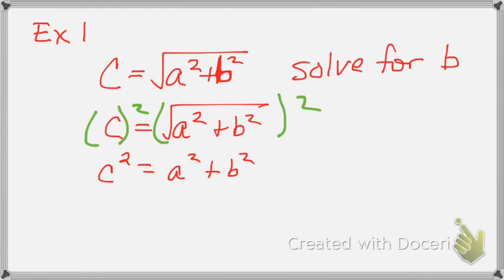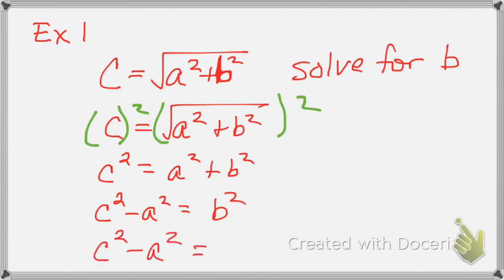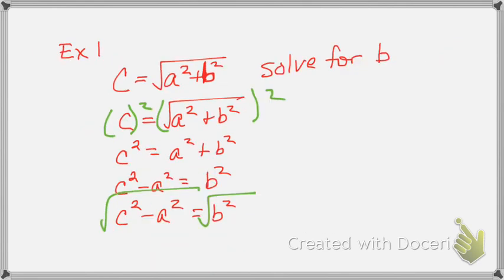So what will be my next step to getting b by itself? Okay, subtract an a squared from both sides. So I have c squared minus a squared equals b squared. And now that b is almost by itself, it just has a second power on it. How do I undo a second power? Okay, square root both sides. So for the sake of your notes, I'll write it again to be thorough. So square root both sides, and then I get the b by itself.